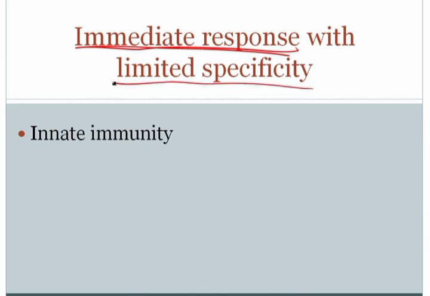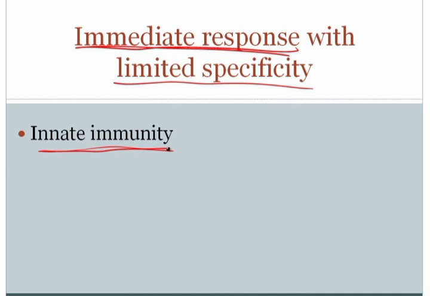Now what I mean by limited specificity is that it's not like the chronic inflammatory response where you have an antibody or a T cell receptor against a very specific antigen. In this particular case, it's a generalized response against the stimulus. You don't have a very specific attack of a particular antigen. And it is basically one component of innate immunity. So this requires us to take a step back to understand innate immunity.